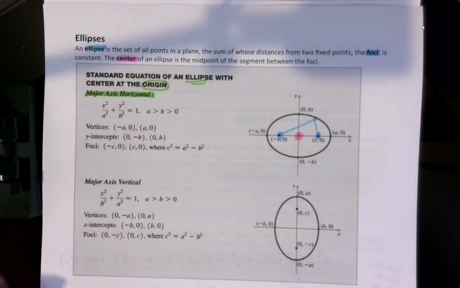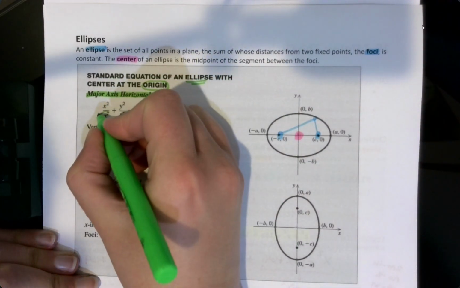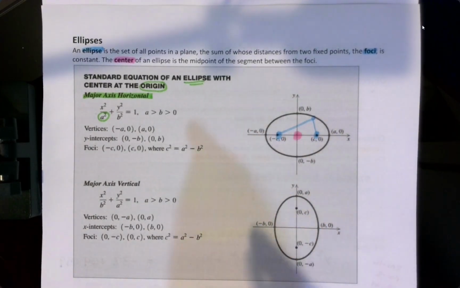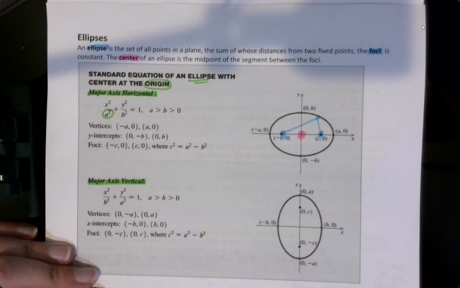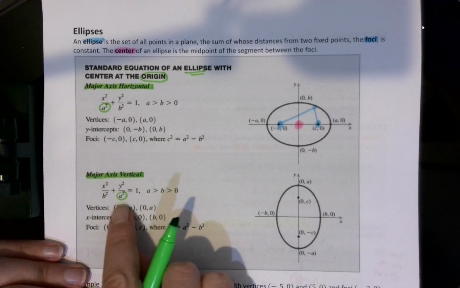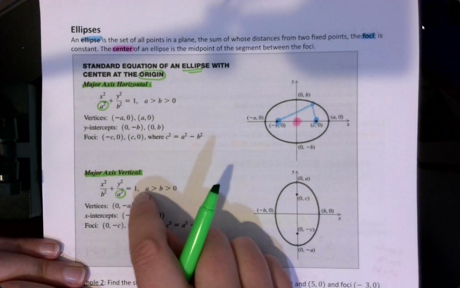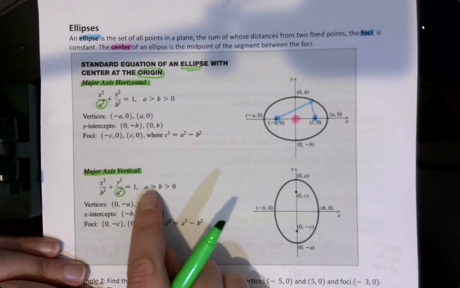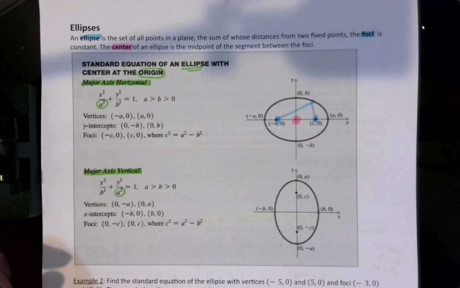where the a value is the larger value. So you have the larger value underneath x if you're going to have a major axis that's horizontal. Versus if you have a major axis that's vertical, now the larger value, the a number, is just underneath y instead. So that's the difference in the equation, at least, if I can tell if it's going to be longer or taller. It's if the larger denominator value is under the x value or under the y value.